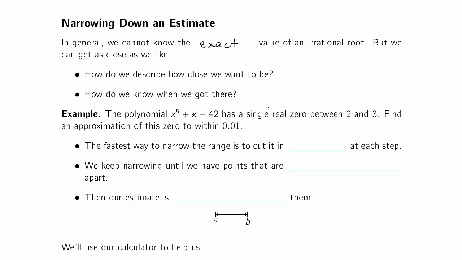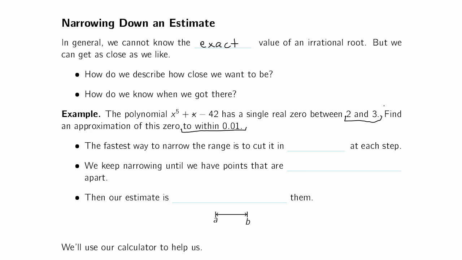So in this example, we'll see how we describe how close we want to be. We can say we want an approximation to within 0.01. We know we have a single real zero between 2 and 3. We found that out using the methods that we saw in the last video. Now we want to narrow it down to within 0.01.